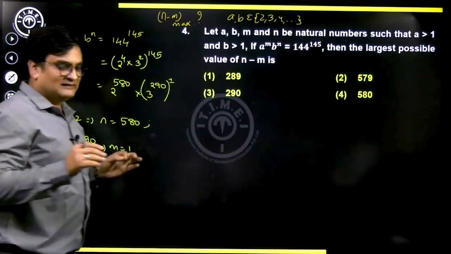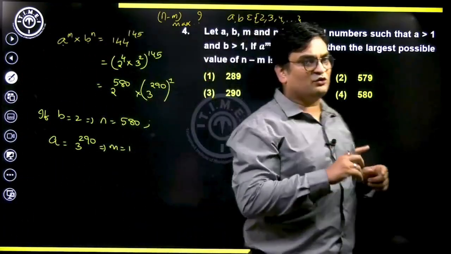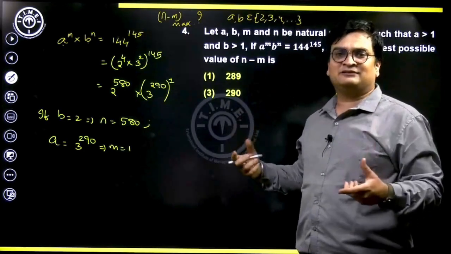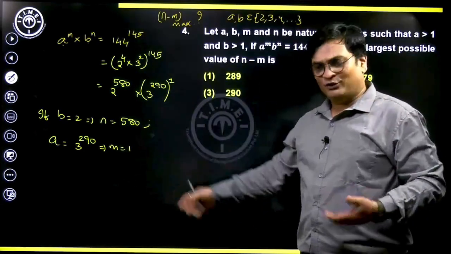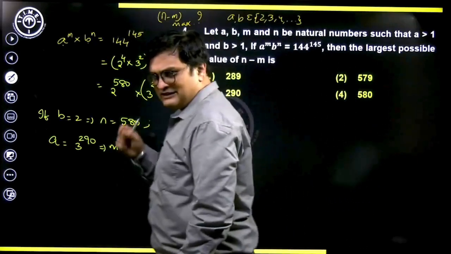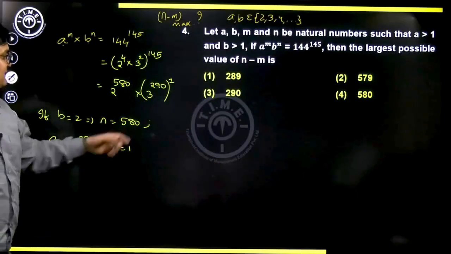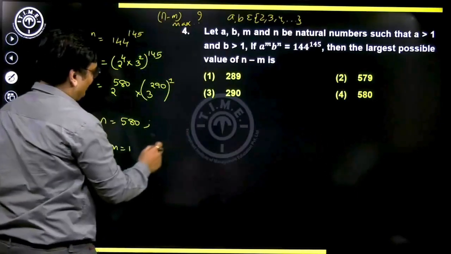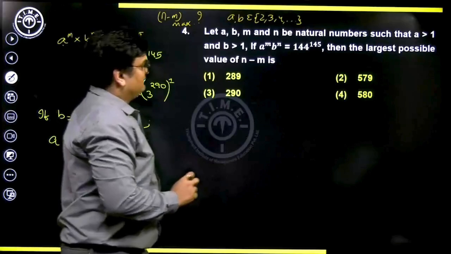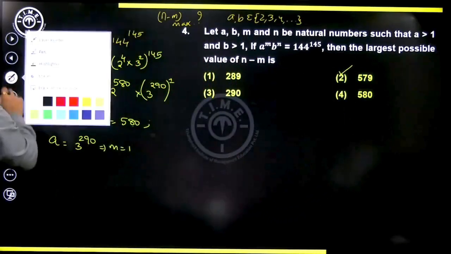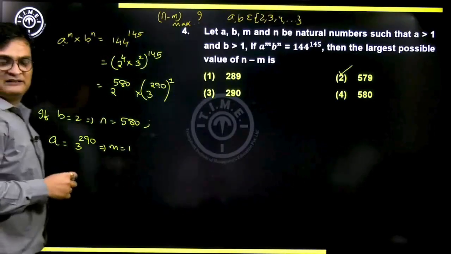Because please understand, in this question, the trick was, the restriction was on only A and B. The restriction was not on M and N. M and N can be 1 if you want to. And thus this is the least possible value for any natural number, M is 1, right? And thus my answer, the N minus M maximum value, will be 580 minus 1, which is 579. So option choice 2 must be the correct answer.